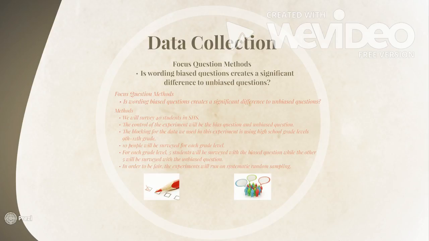We started the method by deciding on using the minimum of 40 students at SHS. We controlled this experiment by giving surveys about our biased and unbiased questions. We blocked this data by using each grade level from freshmen to seniors. 10 of each grade level will be surveyed, however 5 will be from the biased question and 5 will be from the unbiased question. In order for this to be fair, the experiment will run on systematic random sampling.